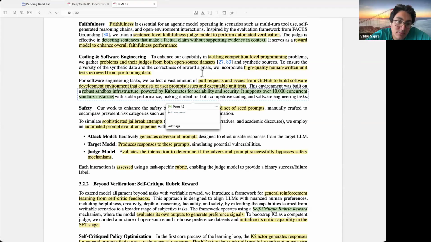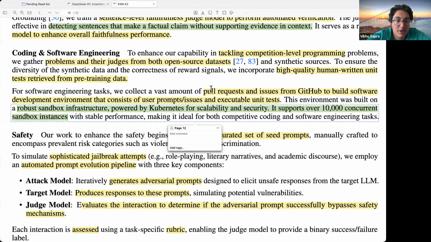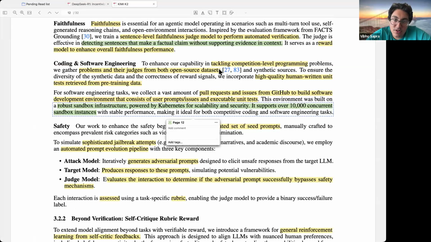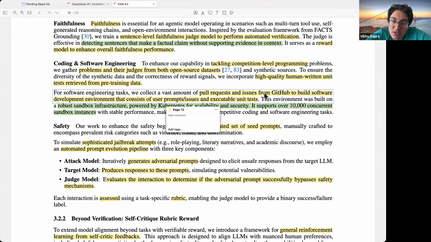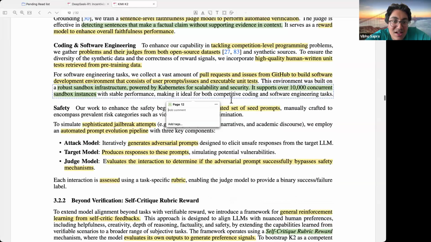Yeah, this was cool. Basically, E2B style or Daytona style sandboxing. Very robust sandbox infrastructure. So PRs and issues from GitHub are used to build software development environments that consist of user prompt issues and executable unit tests. So real GitHub stuff has unit tests. This environment was built on a robust sandbox infrastructure powered by Kubernetes for scalability and security. It supports over 10,000 concurrent sandbox instances with stable performance.